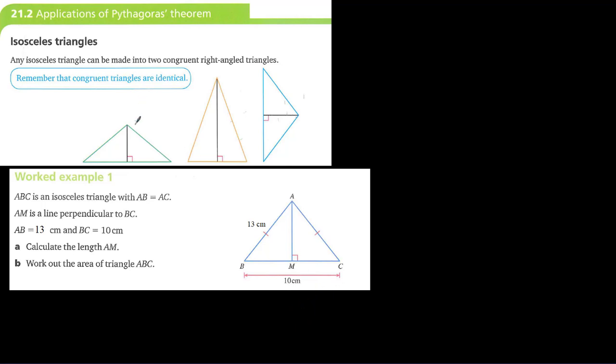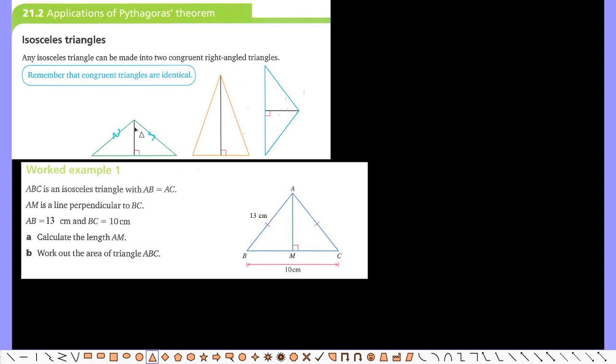When you divide an isosceles triangle into two parts by drawing the altitude, you are going to get two congruent, identical right triangles. As you see here, when you draw the altitude, you get two identical triangles. I'm going to show that they are identical by using this triangle here.